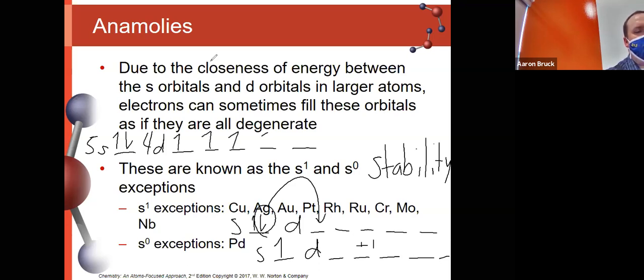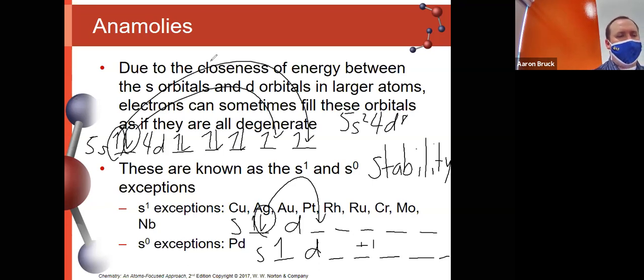And if I look at the configuration of palladium as it sits normally, what I would see is that I have 5s2, 4d8. What happens is that both of these electrons migrate over. The end result is 5s0, 4d10. So something's happening in the palladium where filling that D sublevel actually creates a more stable state than having that S sublevel filled. Now, palladium is the only one that does this.